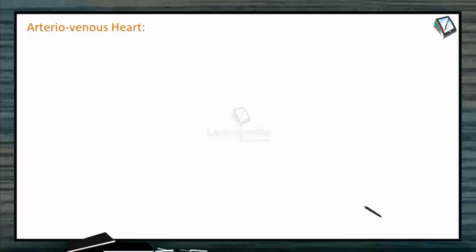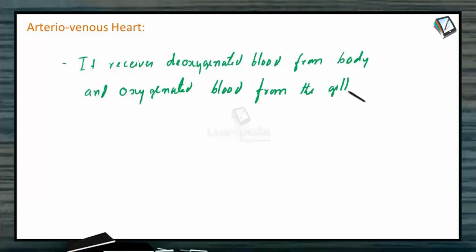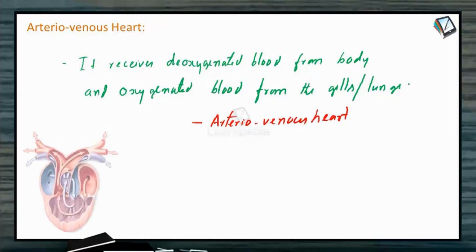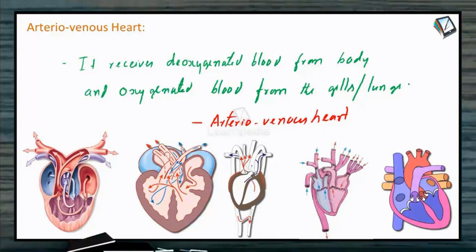Second one is arteriovenous heart. It receives deoxygenated blood from the body and oxygenated blood from the gills or lungs. And this type of heart is called arteriovenous heart. Examples are amphibians, reptiles, birds, and mammals.